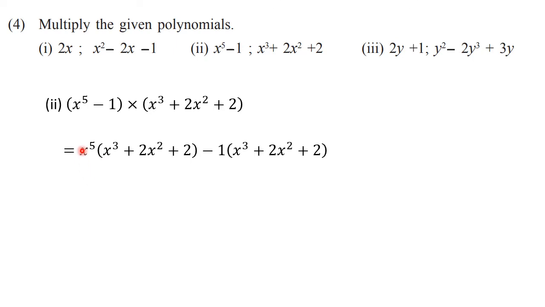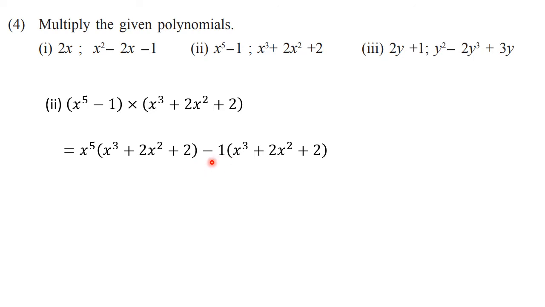Now here we are going to multiply every term in the bracket with the term which is written outside. So x raised to 5 into x cube will become x raised to 8. As I have said, when we multiply, we have to add up the indices, or the powers. So x raised to 5 into x cube, we will get x raised to 8. Then x raised to 5 into 2x square, here we will get 2x raised to 7. Then x raised to 5 into 2, so 2x raised to 5 we will get. All positive because the sign is positive only.